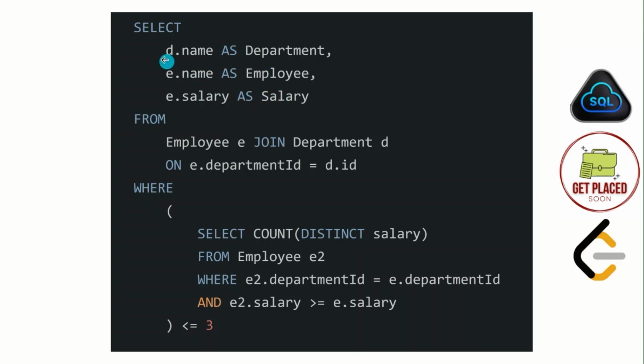From where are we selecting? We are selecting from D and E, right? So from the employee table, for ease, we'll keep the shortcut as E, and for the department table, the shortcut is D.